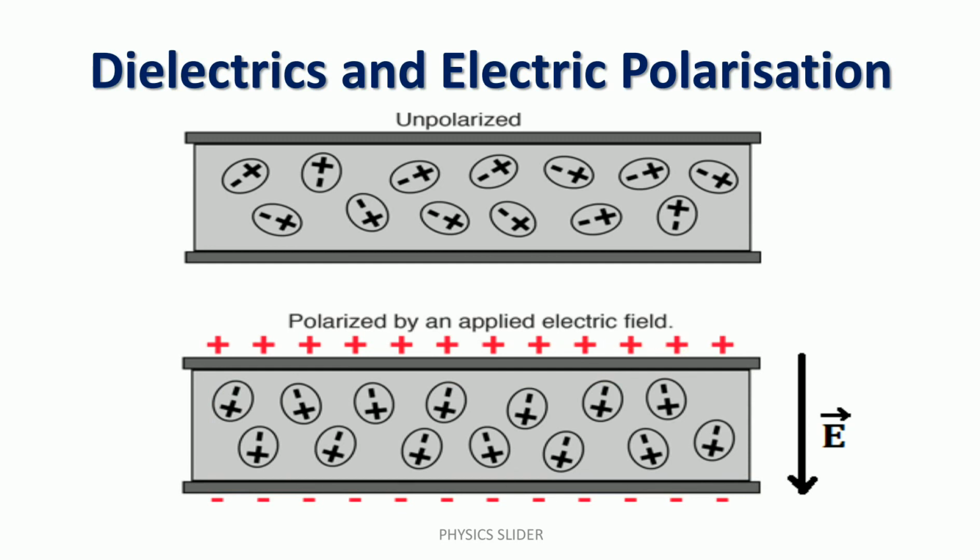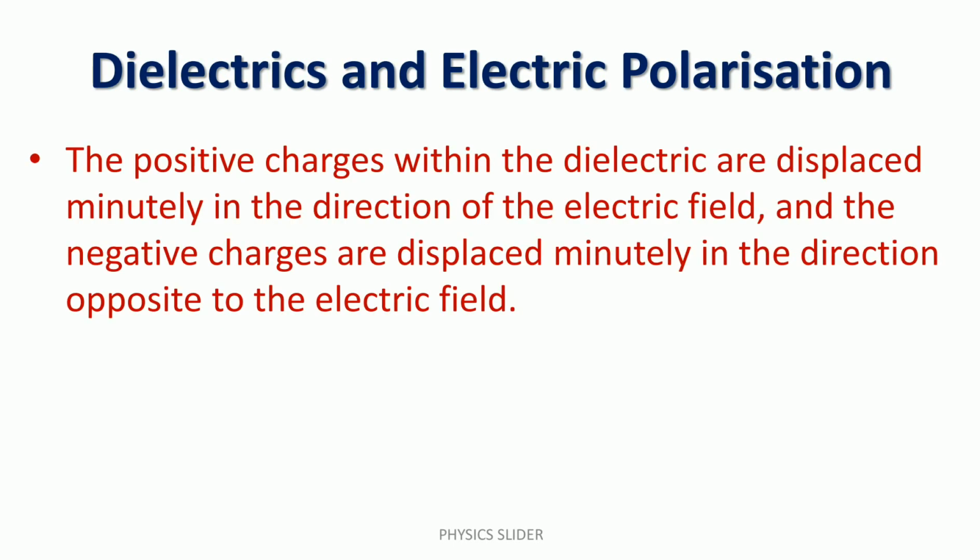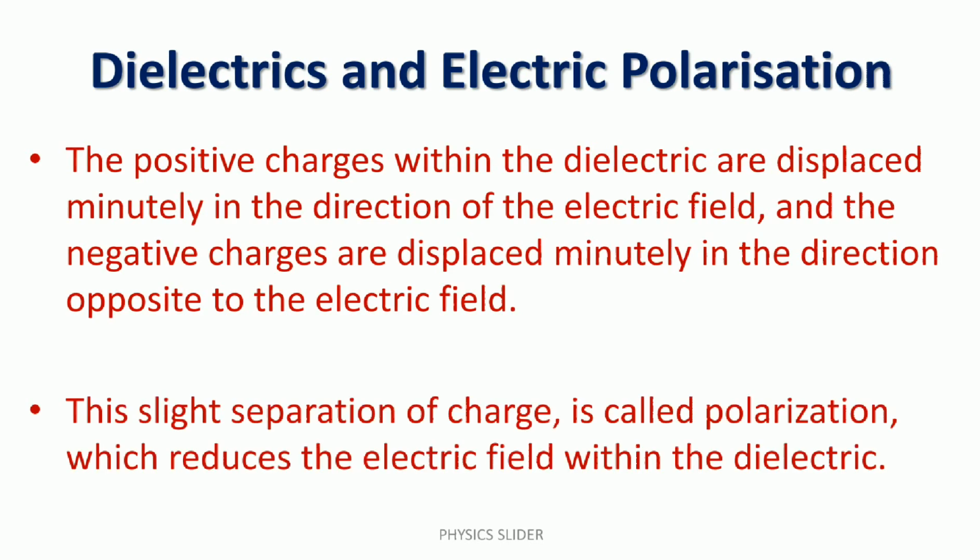So, how can we define polarization? The positive charges within the dielectric are displaced minutely in the direction of the electric field, and the negative charges are displaced minutely in the direction opposite to the electric field. This slight separation of the charge is called polarization, which reduces the electric field within the dielectric.